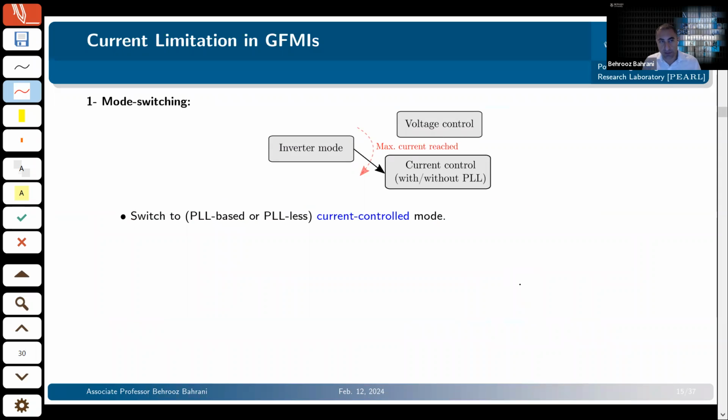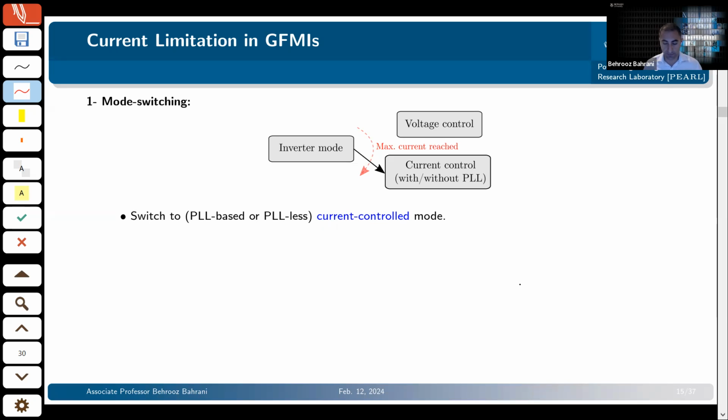Now, how do we do that? How do we limit the current? What happens when the current limit is reached? There are a number of ways that we can do this. One of them is mode switching, which means that as soon as you detect a fault and as soon as the maximum current is reached, you immediately switch from grid forming to grid following, and you say, okay, I'm going to only operate at given current.